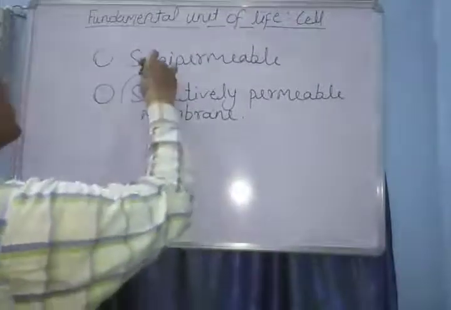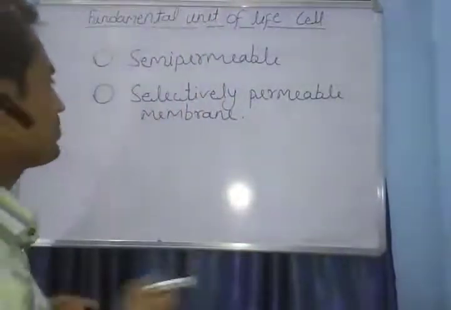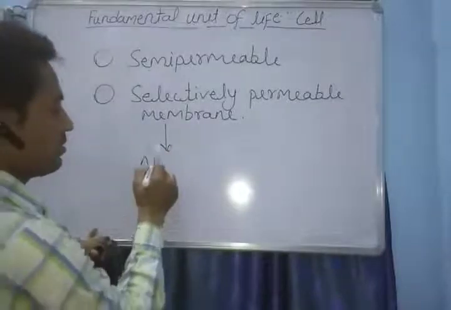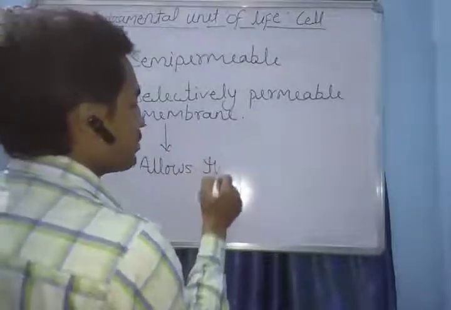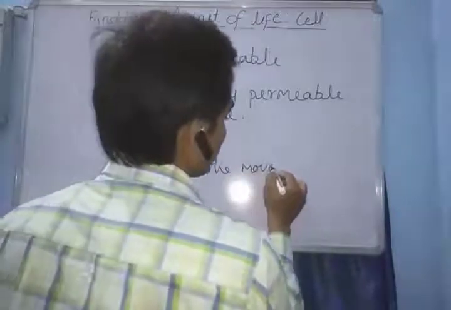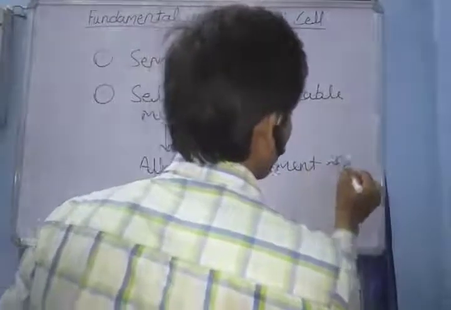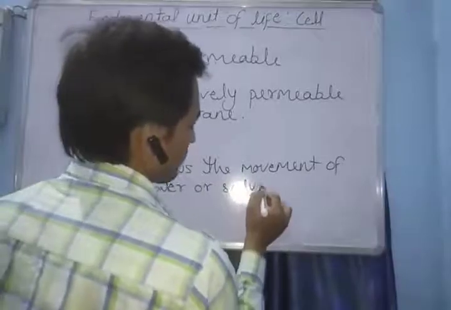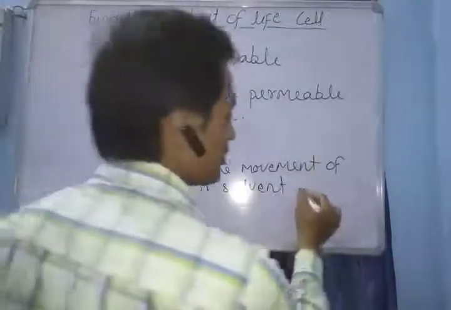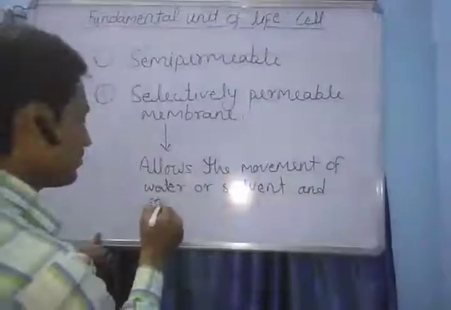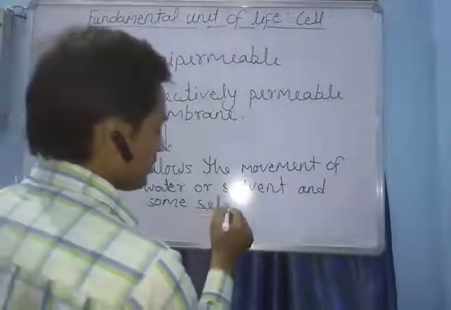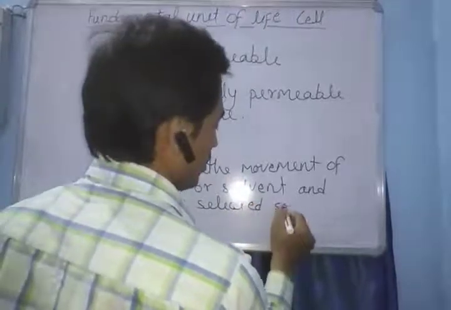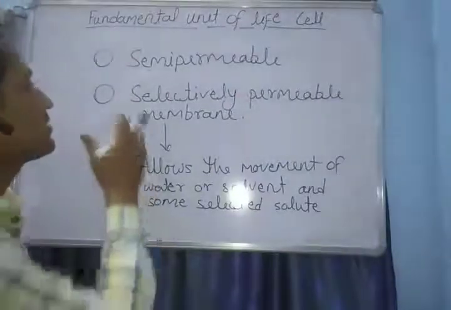The next one is selectively permeable membrane. Selectively permeable membrane is a little different from semi-permeable. It allows the movement of water or solvent and some selected solutes. So this type of membrane is known as selectively permeable.